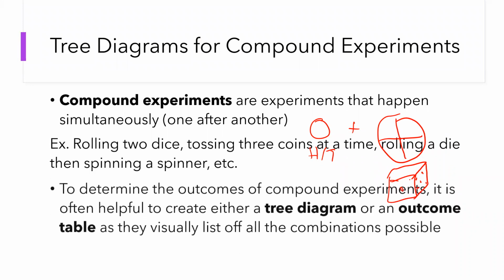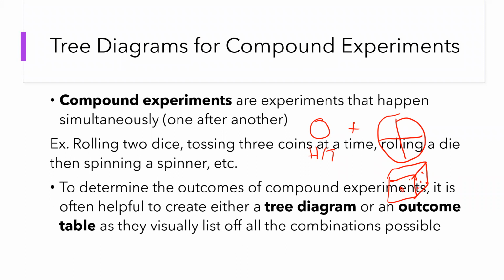So again, some quick examples: rolling two dice, tossing three coins. So we talked a little bit about this before. The only difference now is that we're going to try to see if there's a faster way to write out all the outcomes, and more importantly, a faster way to count the total number of outcomes without doing all the work.